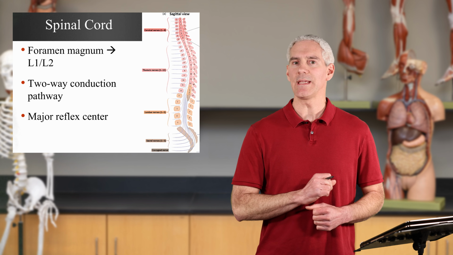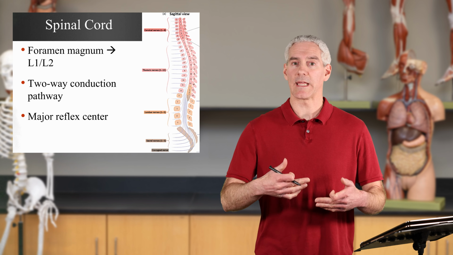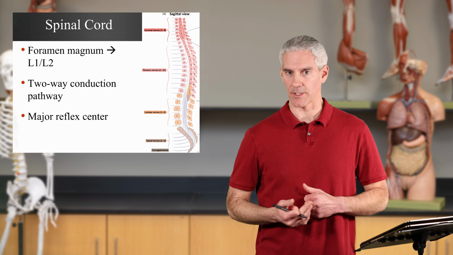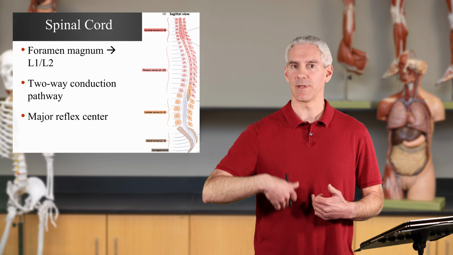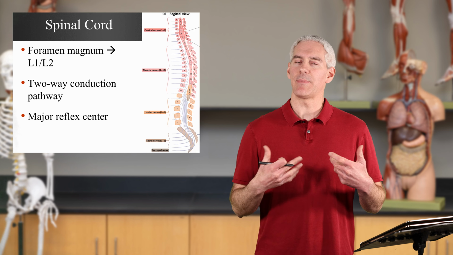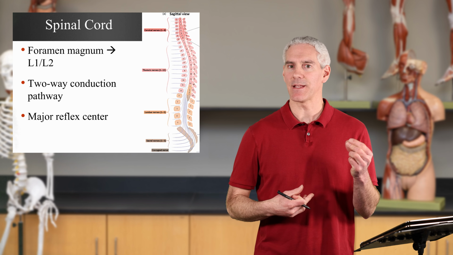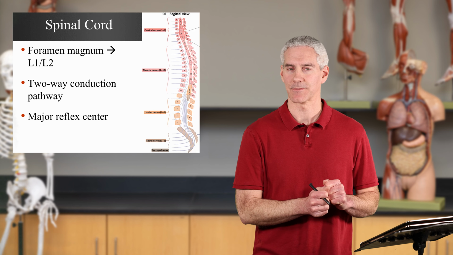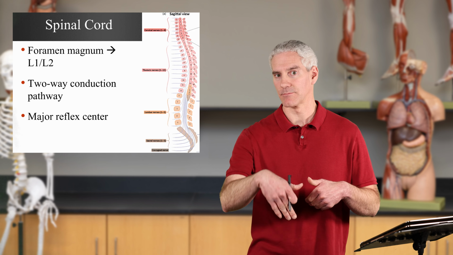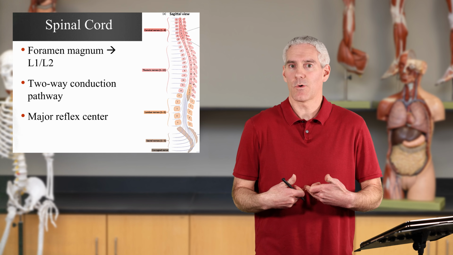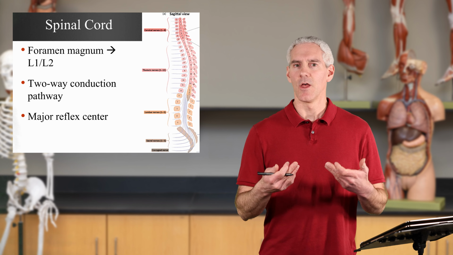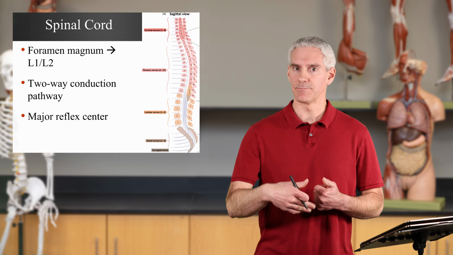Now, this is a two-way conduction pathway. Your spinal cord will carry information ascending or sensory, as well as descending or motor. So both ways are being transmitted up and down. It really is a major reflex center because depending on what's coming in, it can make a split decision and say, okay, react. Think about if you're at the doctor's and they check your patellar ligament. They tap at your knee and your leg moves. That just goes up to your spinal cord and back down. Your spinal cord will let your brain know, hey, by the way, this happened. But the spinal cord itself makes the decision to move the leg.